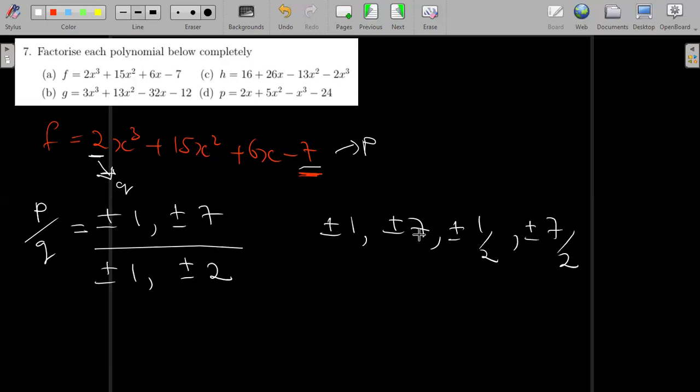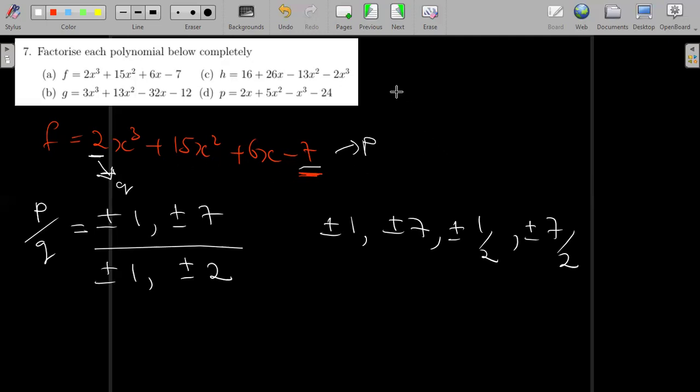If it does not give you 0, then you try another one until you get a value that gives you 0, and that is going to be a factor. Usually the first ones can give you a factor. So you start with plus minus 1 and see if it gives you 0. If it doesn't, try the next one. That's usually the case, but not always.